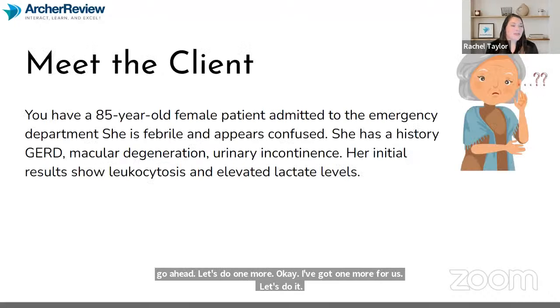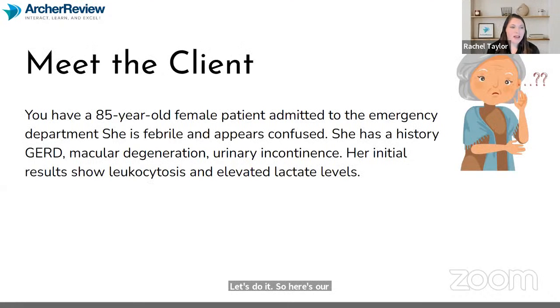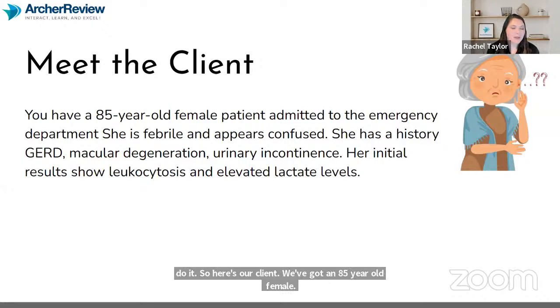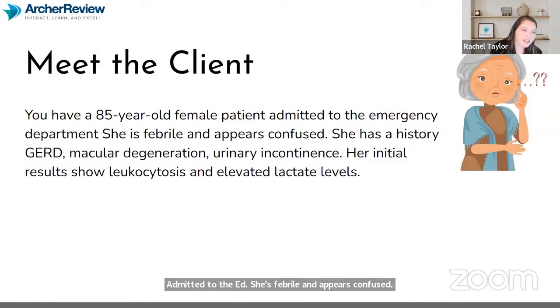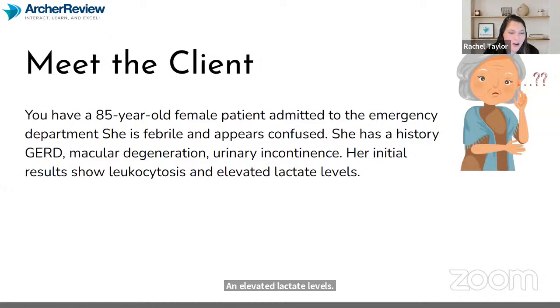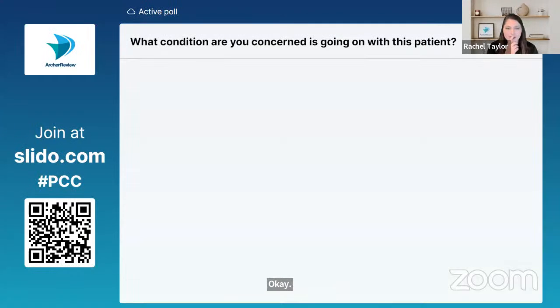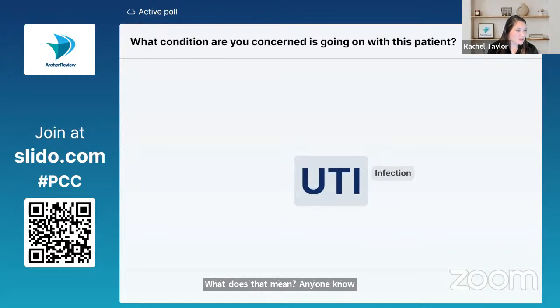So here's our client. We've got an 85-year-old female admitted to the ED. She's febrile and appears confused. She has a history of GERD, macular degeneration, urinary incontinence, and the initial results show leukocytosis and elevated lactate levels. Ooh, okay. What are we thinking here? Leukocytosis. That's a big, kind of tough word. What does that mean? Anyone know what leukocytosis means?